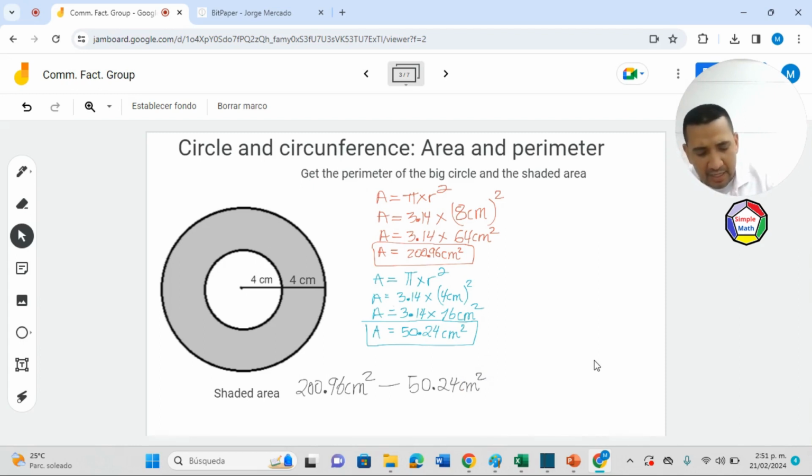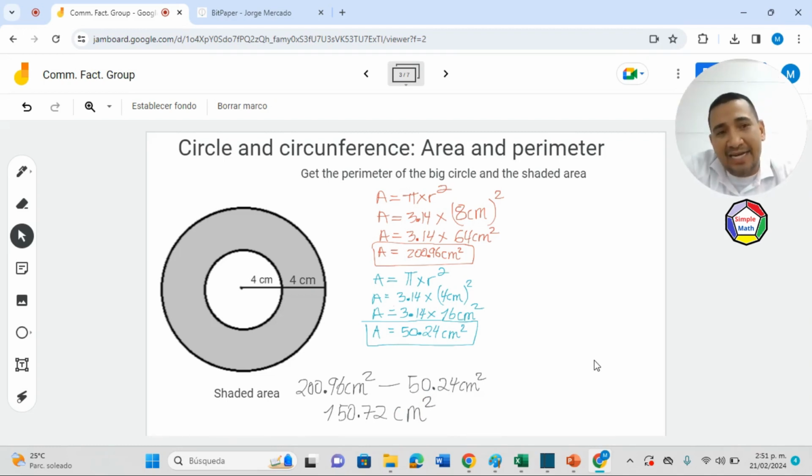All right. So how much is 200.96 minus 50.24? The answer is 150.72 centimeters squared. That is finally the shaded area.